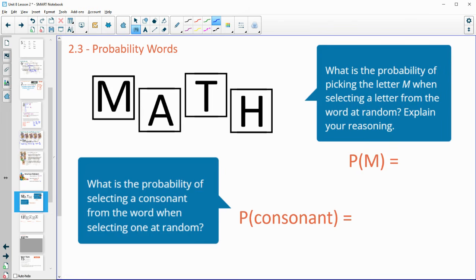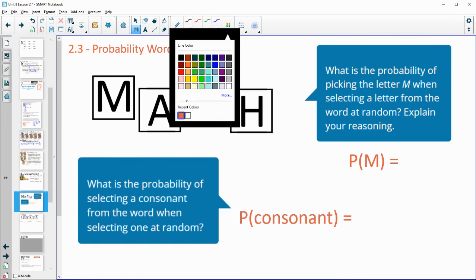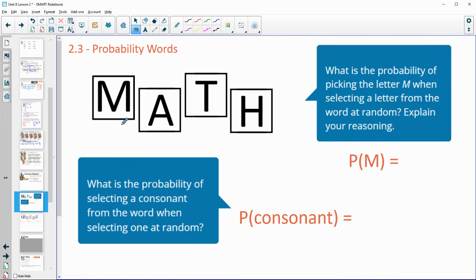So in the word math, and here's that shorthand that we're seeing. So this means probability that an M is chosen. So what is the probability that if you selected one of these at random, that you would have selected the letter M? And so that there's 1 M up there out of 4 total letters. So the probability would be a 1 in 4 chance. As a decimal, that's 0.25. As a percent, that's 25%.